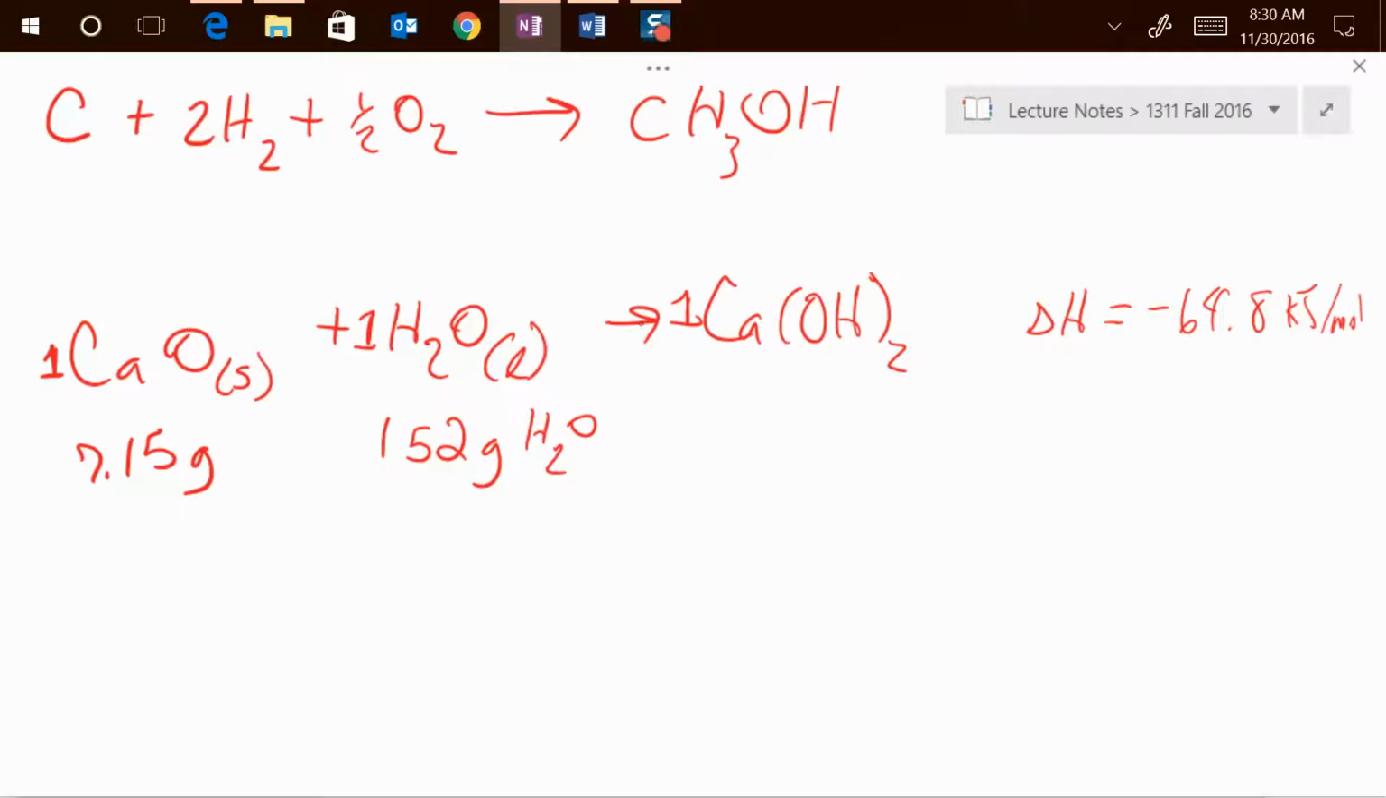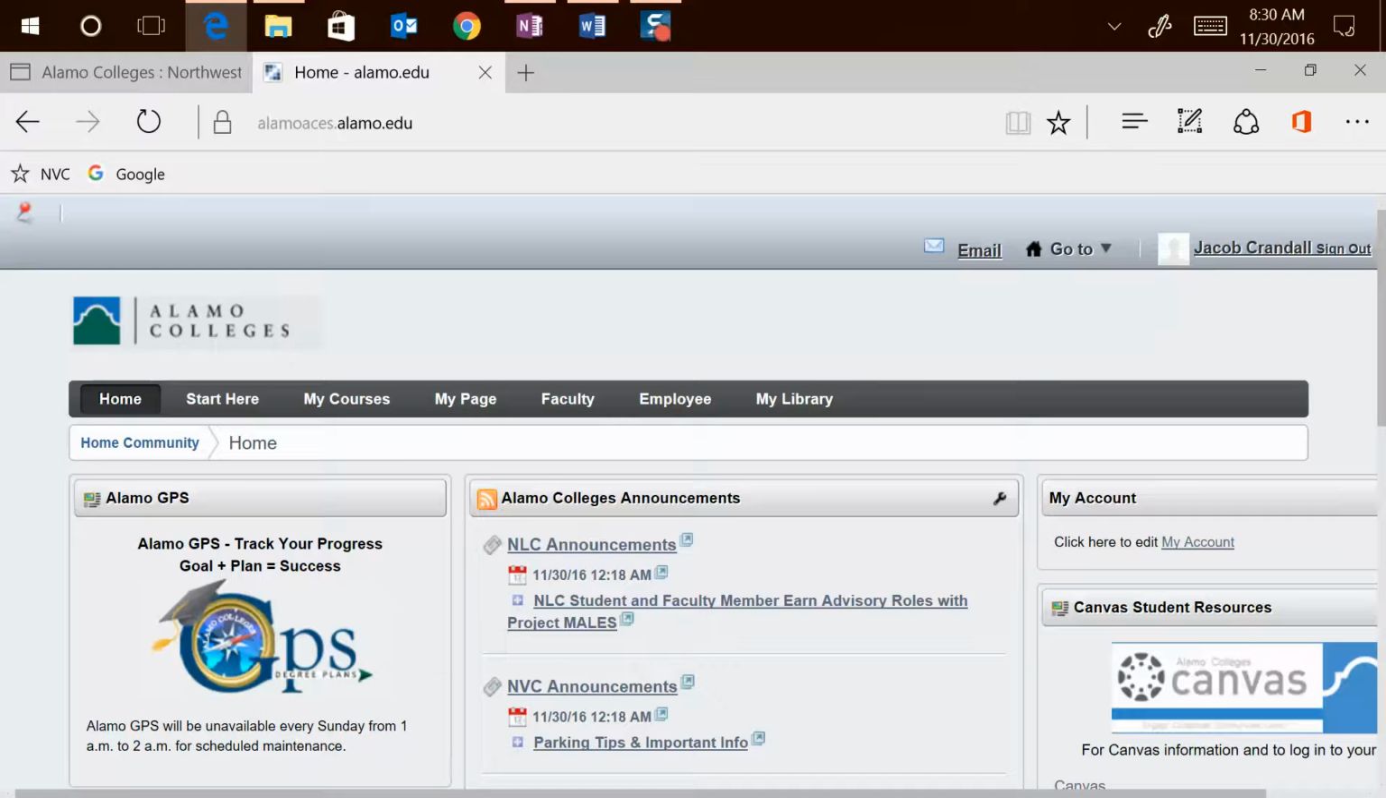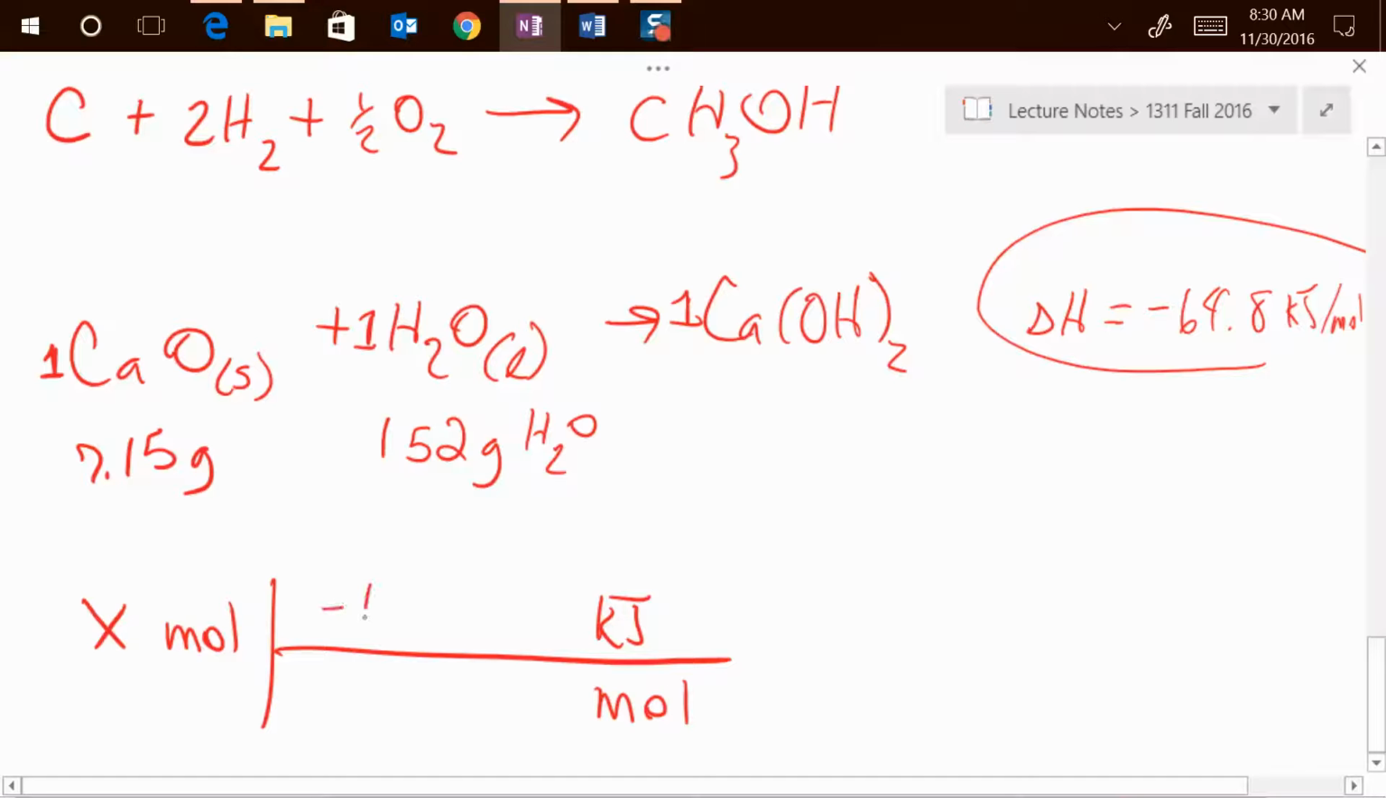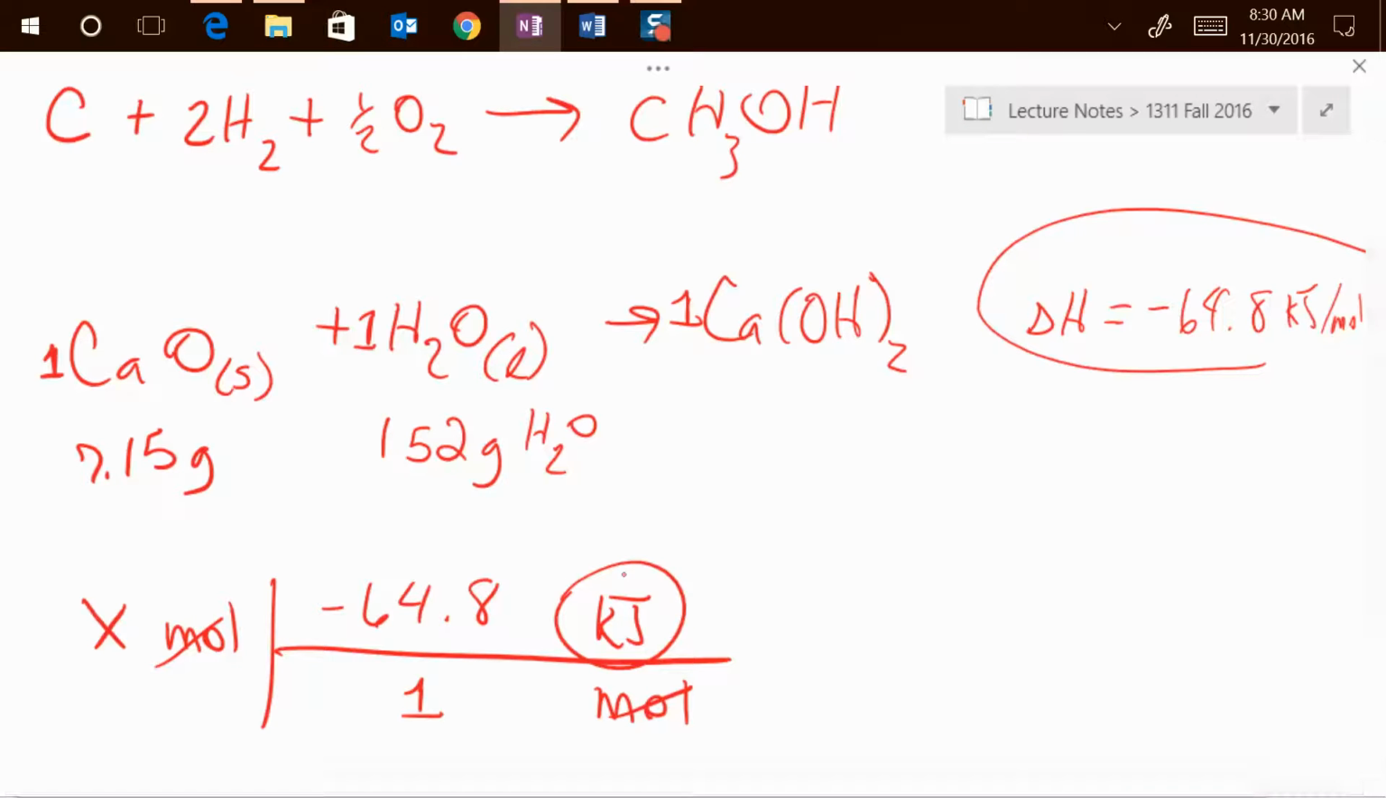So whichever one's limiting, that's how many moles are being used in this reaction, right? And then I simply have to use this as a conversion factor. So whatever my moles are, x moles, and I want to figure out how many kilojoules of energy is released, then I just say there's negative 64.8 kilojoules for every 1 mole, and I convert it. The moles will cancel. I'll be left with the energy, kilojoules. So my delta H is acting as a conversion factor.